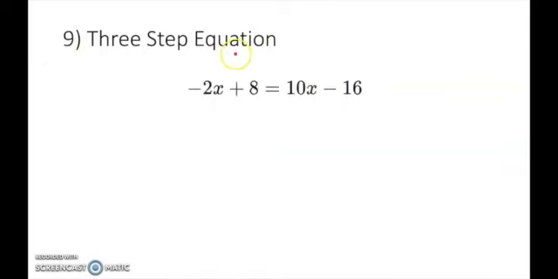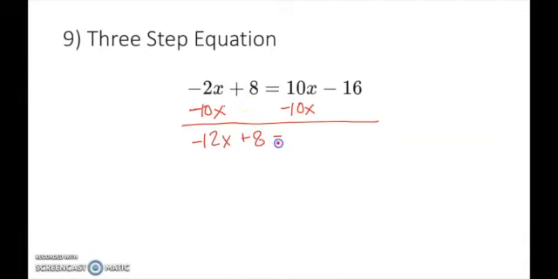We have our second three-step equation now. We have negative 2x plus 8 is equal to 10x minus 16. Again, x terms on both sides of the equal sign. So let's move this 10x term to the left by subtracting 10x from both sides of the equation. So now we have negative 2x minus 10x, which would equal negative 12x. Let's bring down the positive 8. This term cancels, leaving us with negative 16 on the right side.